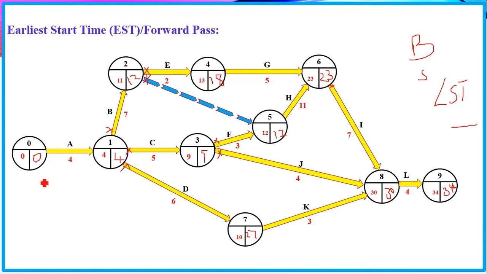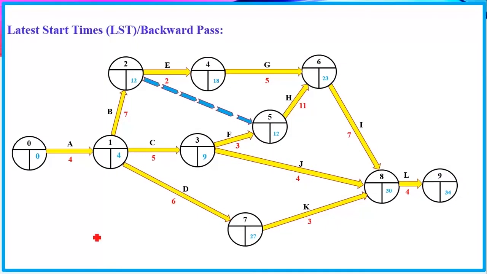And remember, the LST is written on the right side of the event node. And your diagram is going to look like this. This is representing the LSTs, starting from 34, 23, 18, 12, 4, 0, and all the other items like that. This will be your LST network.